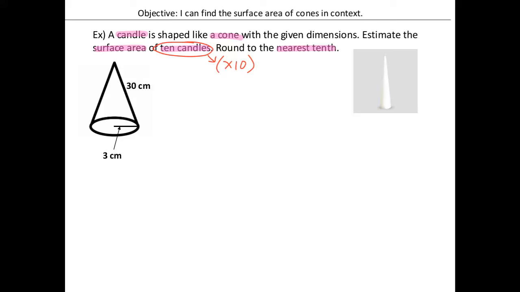And then in our picture, we can see it has the 3 centimeters. Is the 3 centimeters a radius or a diameter? Radius. It's a radius, right? Because it's only half of the length, so that means it's radius. And then this 30 is my slant height. That's my L. So if I look at the net, again, I have the circular base. And then I have the sector.